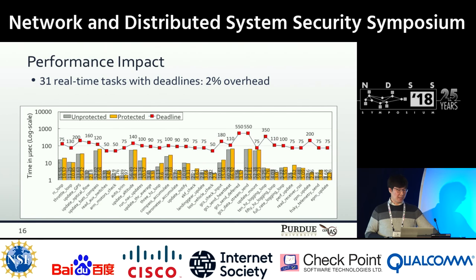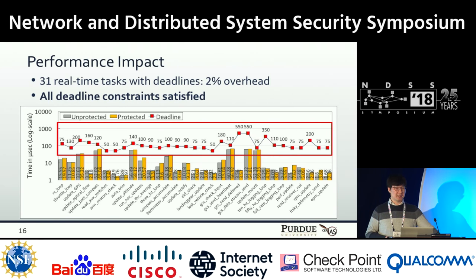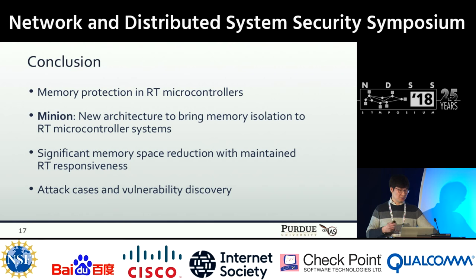On the performance impact, we show that for none of the real-time tasks are the constraints violated. So I showed that MINION could bring memory protection as much as possible into these microcontroller systems. It reduced the memory space significantly, maintaining RT responsiveness.